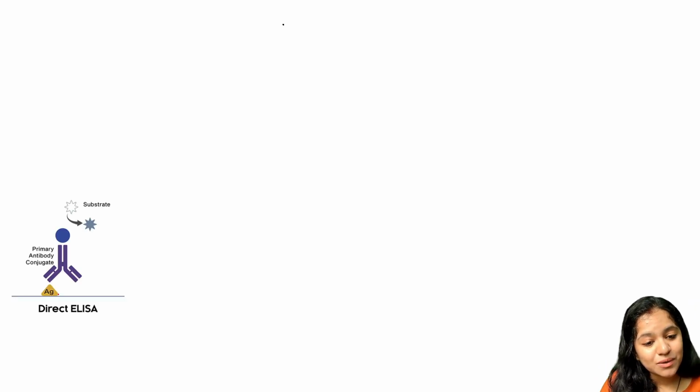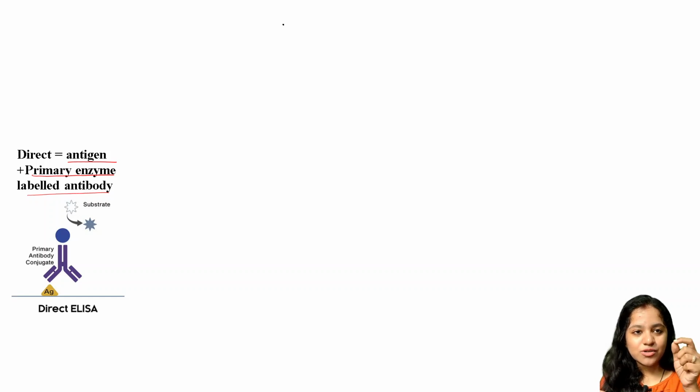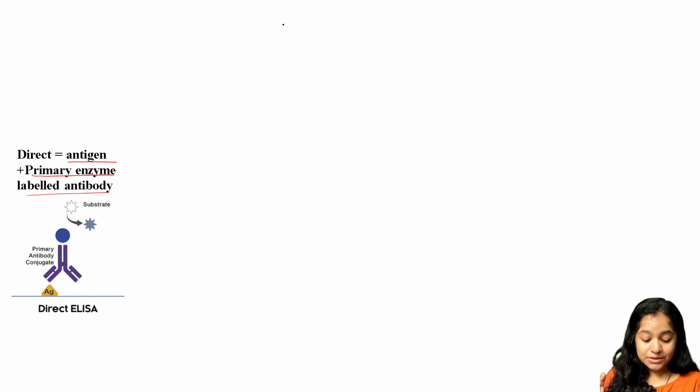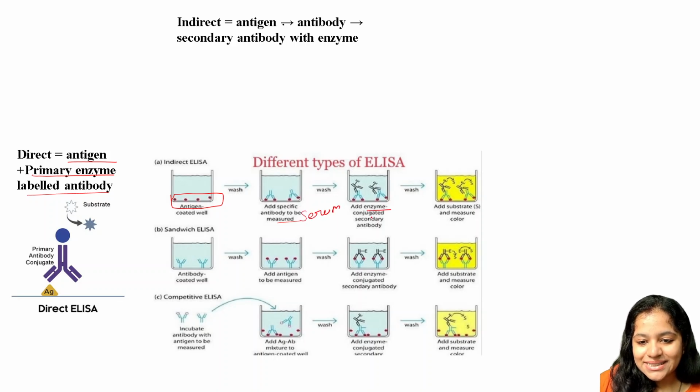Now let's see all the ELISAs together. In direct ELISA, we were detecting the antigen in the patient serum sample by combining it with a primary enzyme labeled antibody, and then we add a drop of substrate chromogen complex, and color is produced. Now indirect ELISA. We were taking an antigen coated well. After washing, we were adding the specific antibody to be measured, that is the patient's serum sample. After washing, we were adding enzyme conjugated secondary antibody, which was giving a color. This was your indirect ELISA.